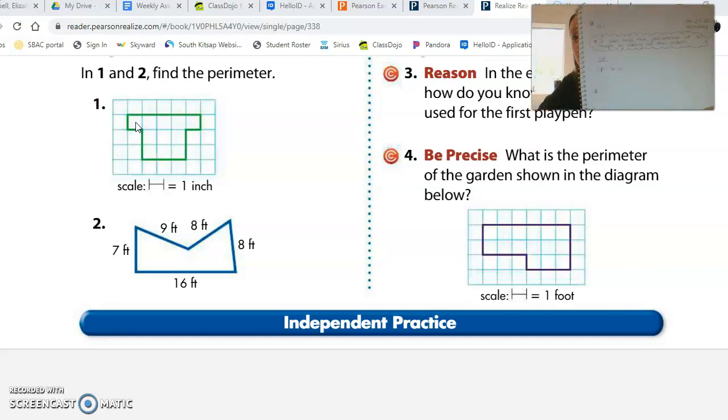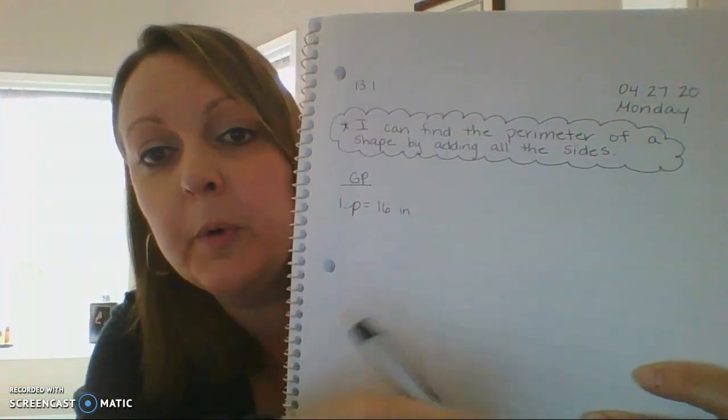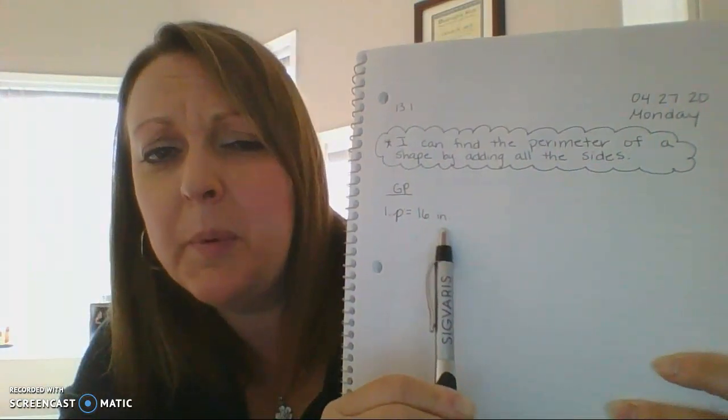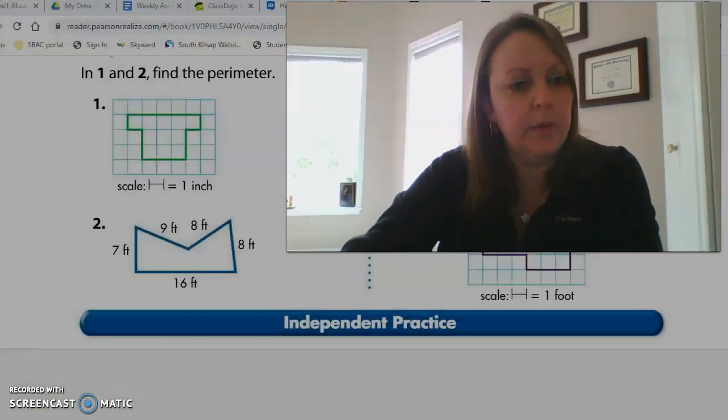So like you see, I have perimeter. I'll make this full screen for you guys. The perimeter is 16 inches, and you see that I put perimeter as a cursive lowercase p. Okay. All right, now let's look at number 2.